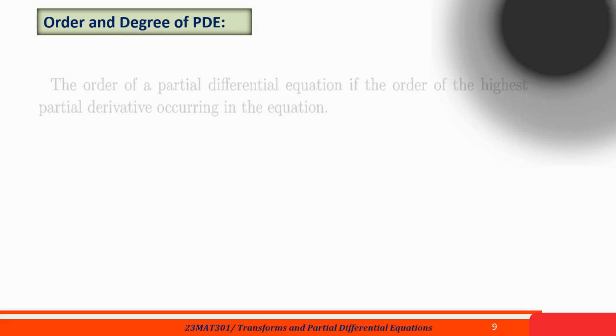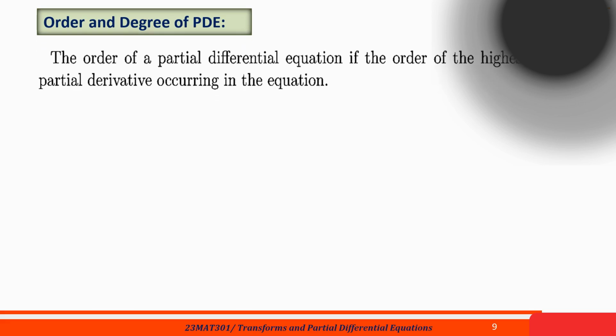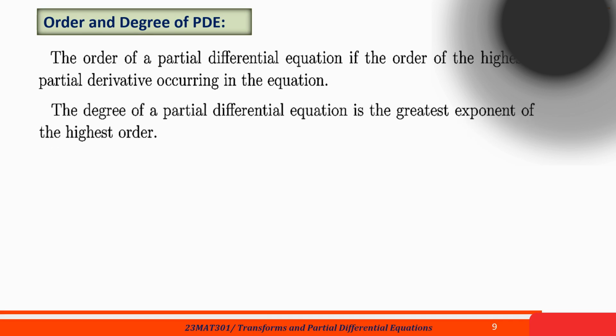Next, order and degree of partial differential equations. What is the order, and what is the degree? First you have to find the order, then it will be easier for you to find the degree. To find the order, take an equation and from that equation just go with the highest partial derivative. That order will be the order. The greatest exponent of that highest order derivative will be your degree.